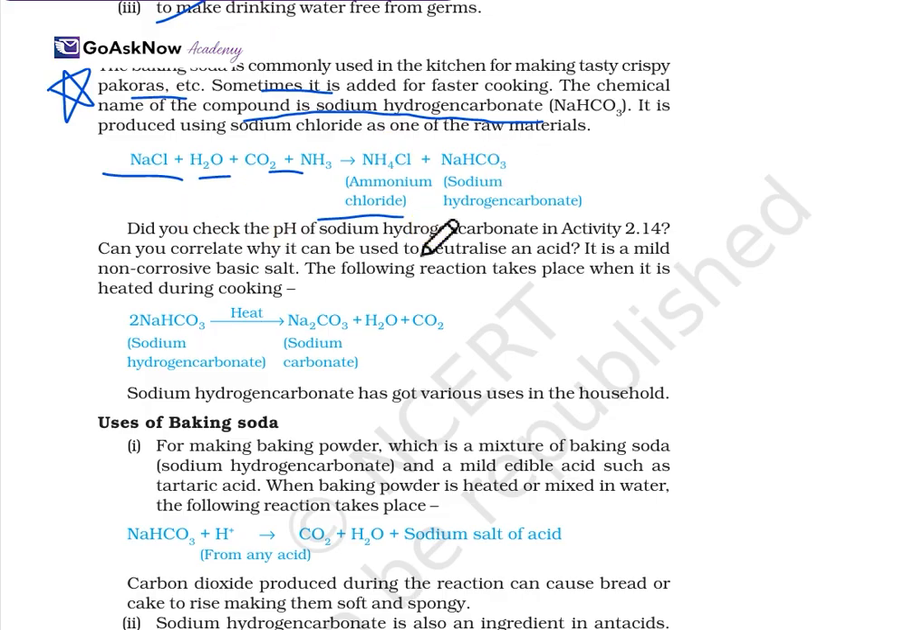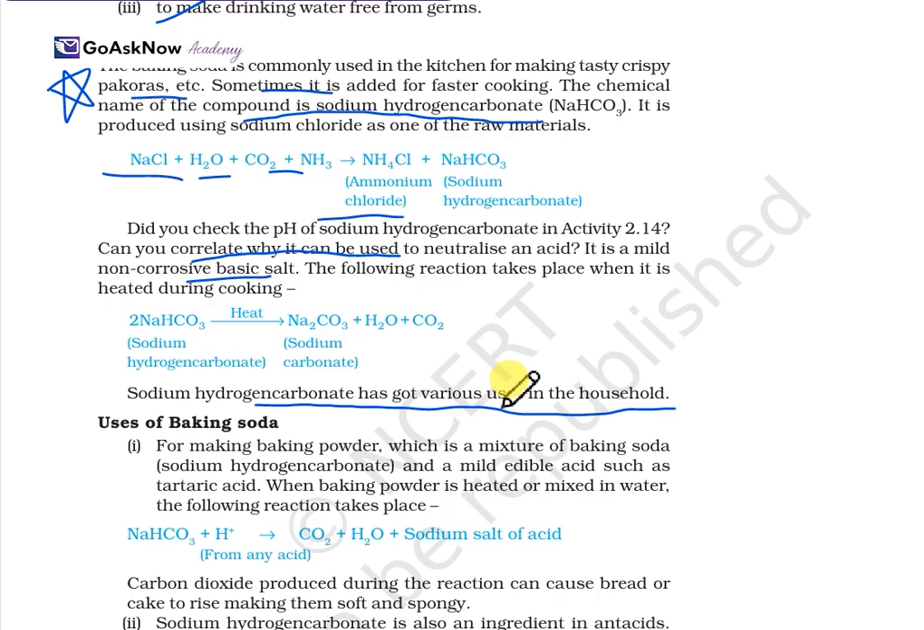Did you check the pH of sodium hydrogen carbonate? Can you correlate why it is neither neutral nor acidic? It is a mild, non-corrosive, basic salt. The following reaction takes place when it is heated during cooking: 2NaHCO3 is heated and we get Na2CO3 + H2O + CO2, which is sodium carbonate. So sodium hydrogen carbonate has various uses in the household.